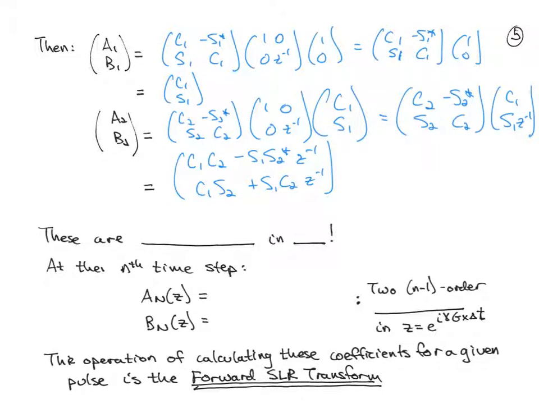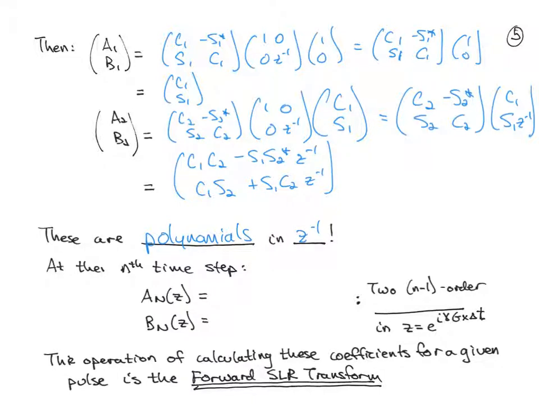And you notice right away that these are really polynomials in Z inverse, right? So this is the 0th order term and this is the 1st order term, if we think of these as polynomials. So what we have now are polynomials in Z inverse.